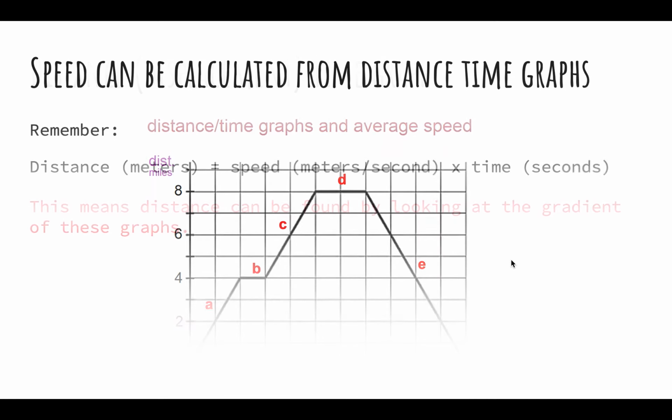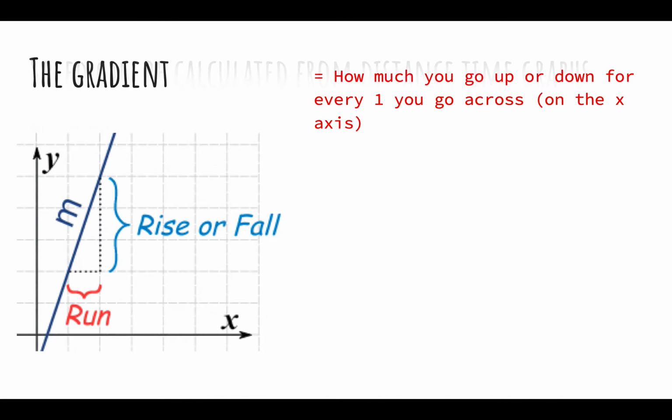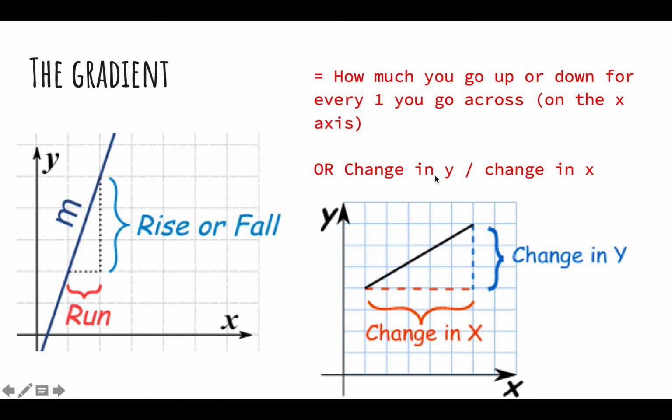So how does this link to gradient? Just as a reminder, the gradient is how much you go up or down for every one you go across on the x-axis. You see here, this is a straight line with the gradient, which sometimes we give the letter m, is how much we go up or rise or fall for every one we go across. We can also say this is equal to the change in the y value divided by the change in x.